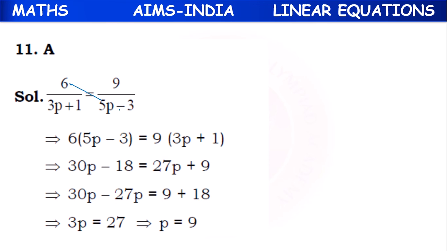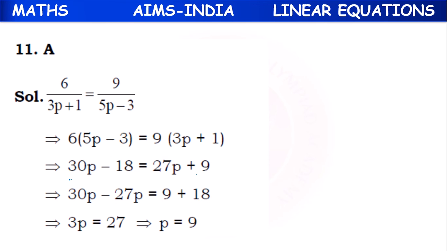6 into 5p minus 3, and 9 into 3p plus 1. 6 into 5, 30p, 6 into 3, 18, minus as it is, 9 3 times 27p, 9 1 is 9. Now we have removed the brackets.